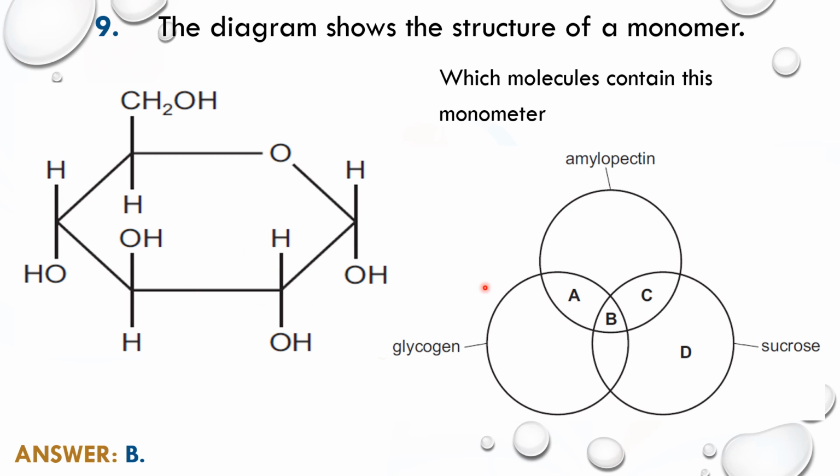Amylopectin is a polysaccharide of alpha glucose. Glycogen is a polysaccharide of alpha glucose. Sucrose contains alpha glucose and fructose. So it's everywhere. That's why it's B. This is alpha glucose, with the OH on the first carbon atom below the plane of the ring structure. It is a monomer of these, and part of sucrose. Sucrose is a disaccharide.